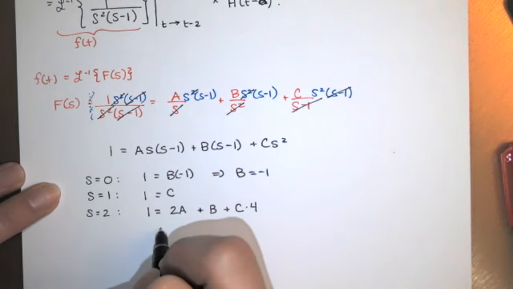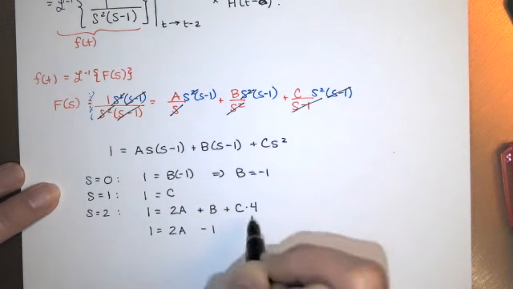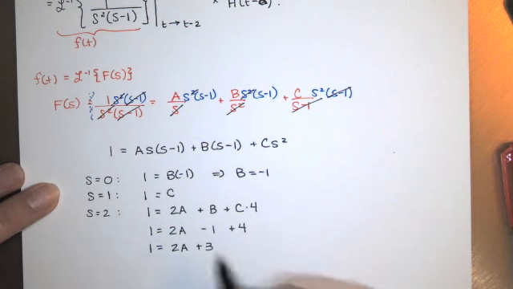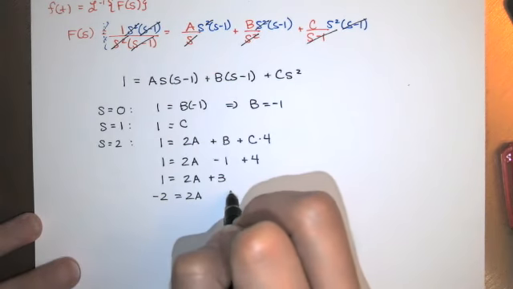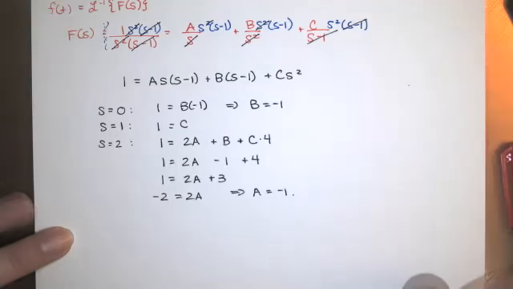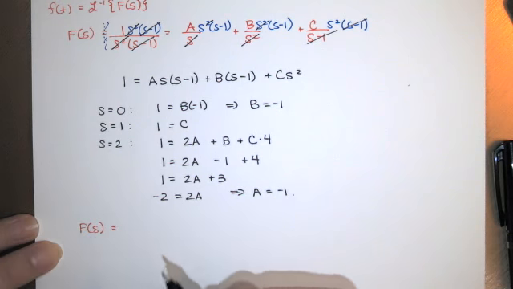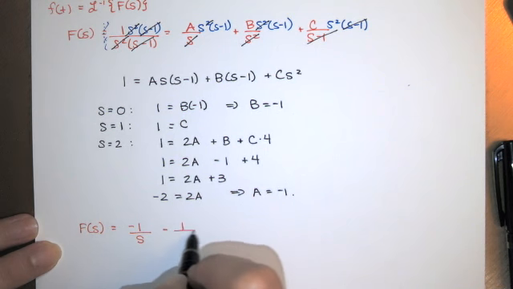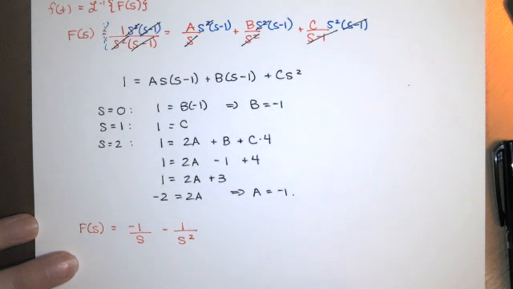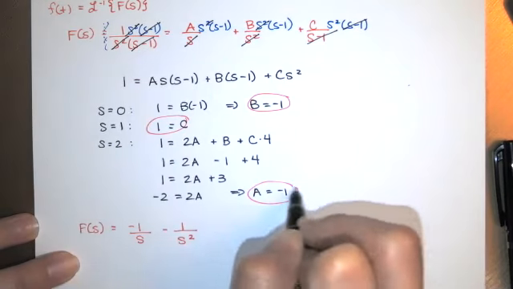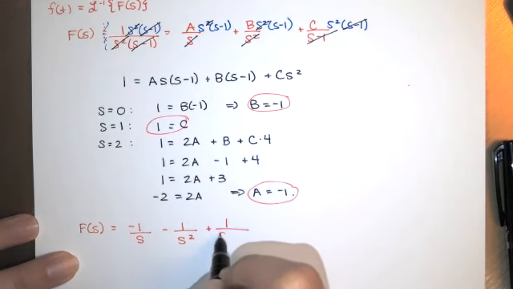And I know that B is negative 1, and C is 1. So we end up with 1 equals 2A plus 3. And if we subtract 3 from both sides, we get negative 2 equals 2A. So A must be negative 1. Okay, so F of s is actually equal to this. It's A over s, which is negative 1 over s, plus B, which happens to be negative 1 over s squared, plus C, which was 1, so I should circle those, over s minus 1.